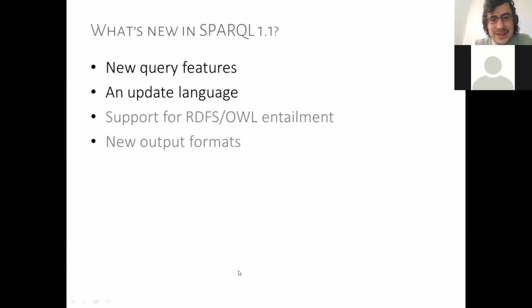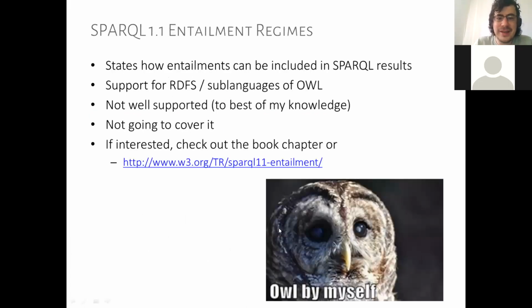And this is sort of at the cutting edge of the state of the art. So we've seen the new query features and we've seen an update language. In terms of support for RDFS or OWL entailment, essentially, it states how entailments can be included in SPARQL results. It states the semantics of what it means, what solutions should be returned, given an OWL ontology, for example, or definitions in RDFS. So it formally defines what it means to run queries in conjunction with OWL ontologies or RDFS, which is really nice.